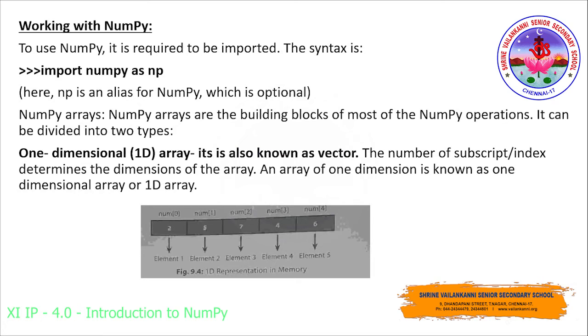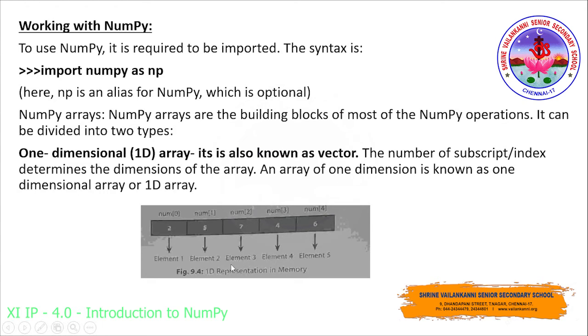And now let us see, NumPy arrays can be divided into two types. One is a one-dimensional array and the other one is a two-dimensional array. A one-dimensional array is also called a vector, right? And the number of subscripts, or the index positions, determines the dimensions of the array. So totally you have 5 elements over here, 0 till 4, and that represents the dimension of the array. So totally you can have 5 subscripts.